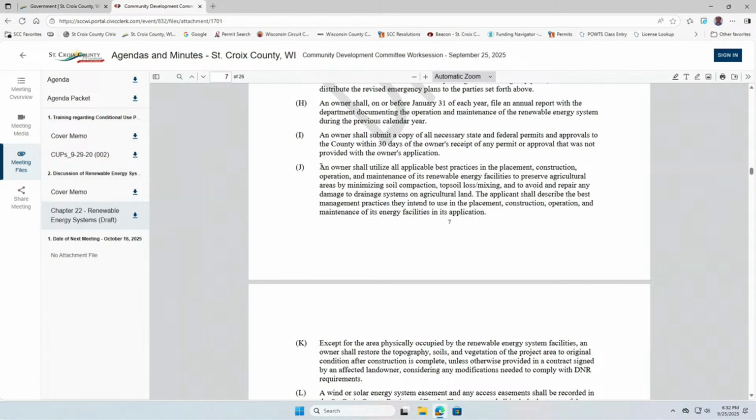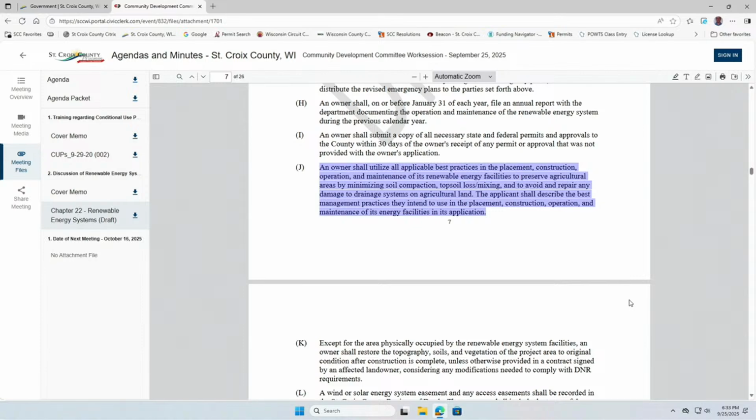Sub J here is probably one that is very important, and the reason why the county would consider an ordinance like this, because an owner shall utilize all applicable best management practices in the placement, construction, operation, and maintenance of a renewable energy facility to preserve agricultural areas by minimizing soil compaction, topsoil loss, mixing, and to avoid and repair any damage to any drainage systems on agricultural land.